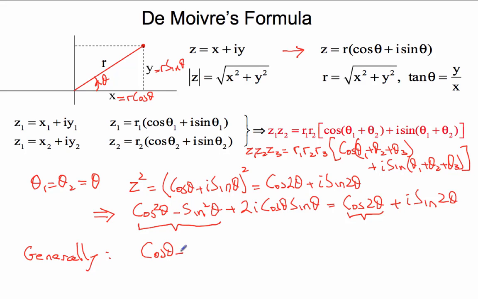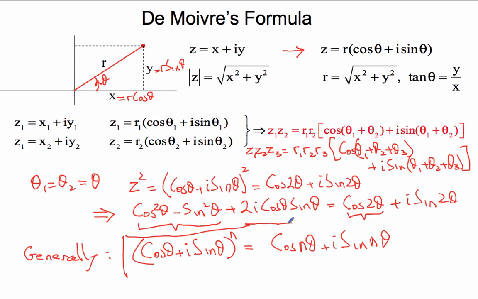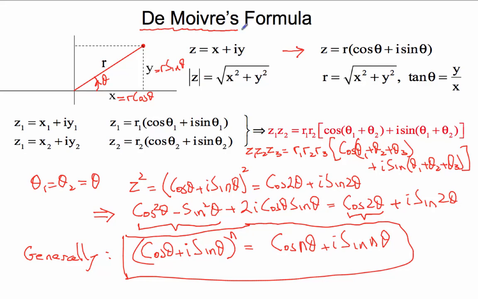Cosine of theta plus I sine theta taken to the nth power is cosine of n theta plus I sine of n theta. And now this is a very important identity. It tells us that you can relate cosine of n theta to a product of cosine thetas and sine thetas, and similarly for sine of n theta. This is known as De Moivre's formula.